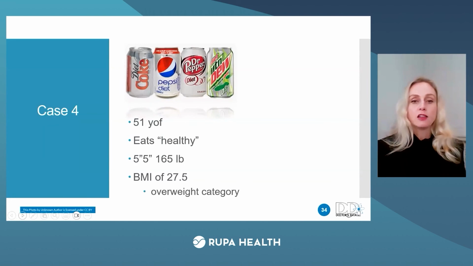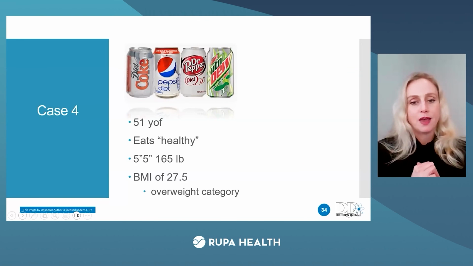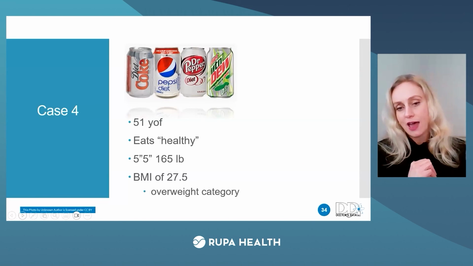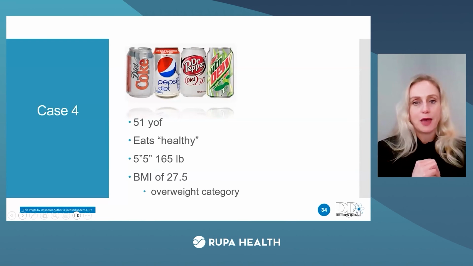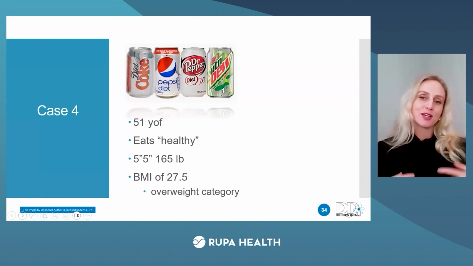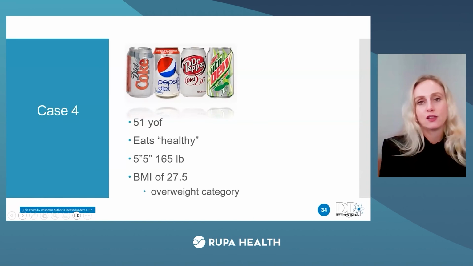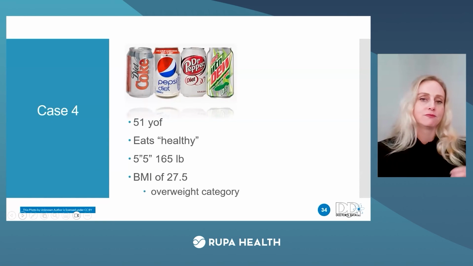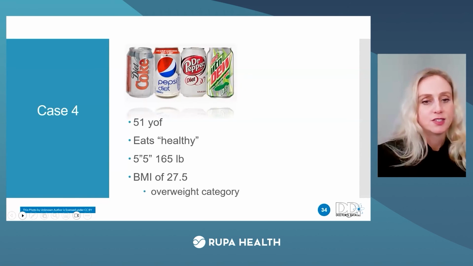All right. Our last case is a 51-year-old female that eats healthy. BMI is 27.5, so that's higher. So I put the diet pops here because that's what happens. People are saying they eat healthy because they're consuming diet pop, or they're doing a low fat something, or they're getting the whole grain bread. So let's take a look.